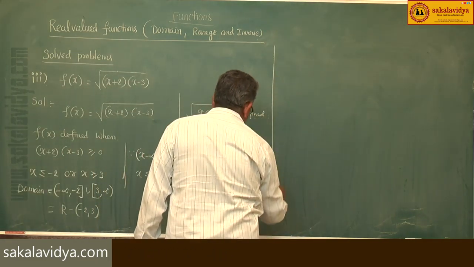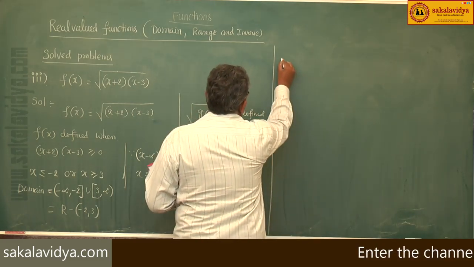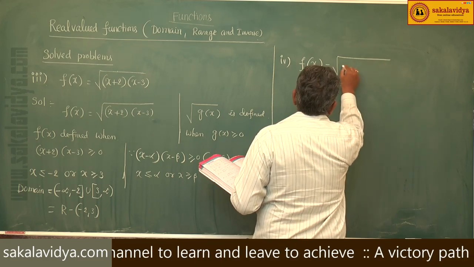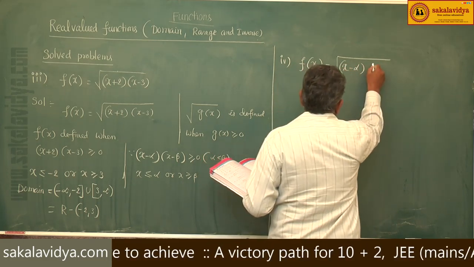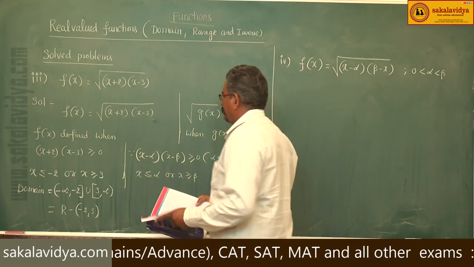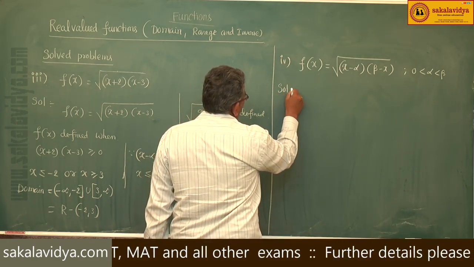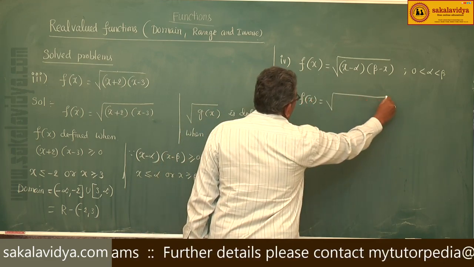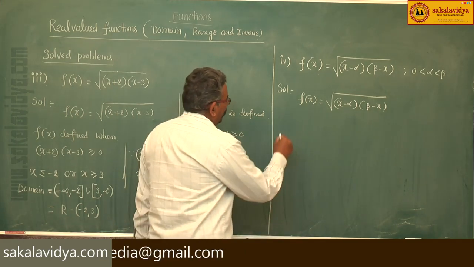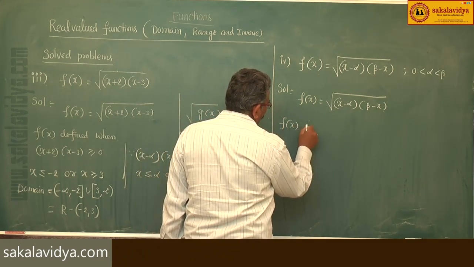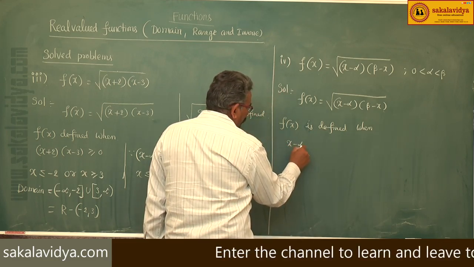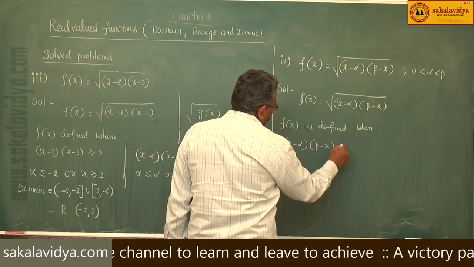Next problem. Fourth one is f of x is equal to root of x minus alpha into beta minus x, where 0 is less than alpha, alpha less than beta. To find this one, f of x is equal to root of x minus alpha and beta minus x. Just like the previous problem, f of x is defined when x minus alpha into beta minus x is greater than or equal to 0.